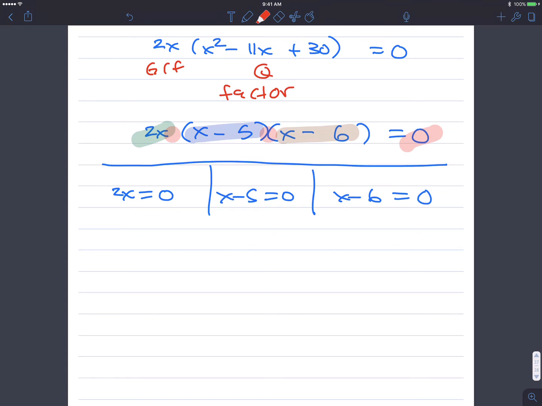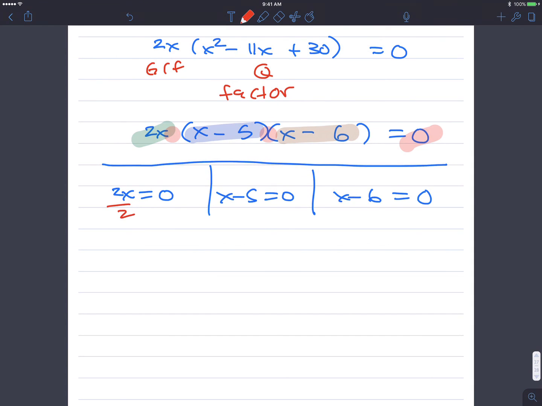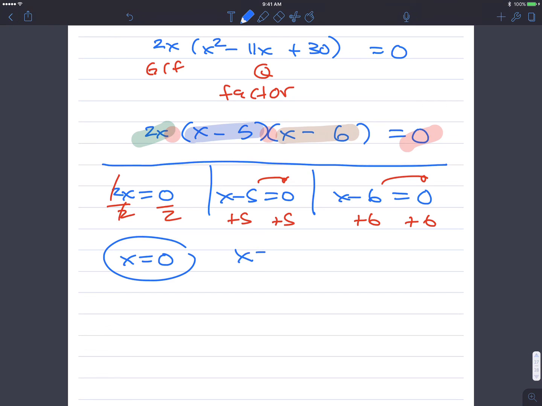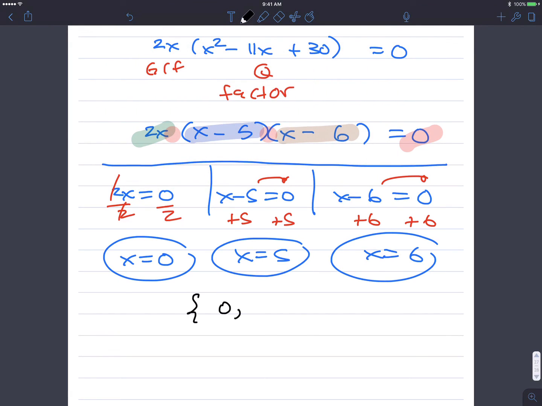All right, here we go. Let's solve this for x. Divide both sides by 2. Add 5. Add 6. The 2's go away. You're left with x equals 0, x equals positive 5, x is positive 6. As a solution set, as a list of solutions for x, your answers are 0, 5, and 6. Okay?